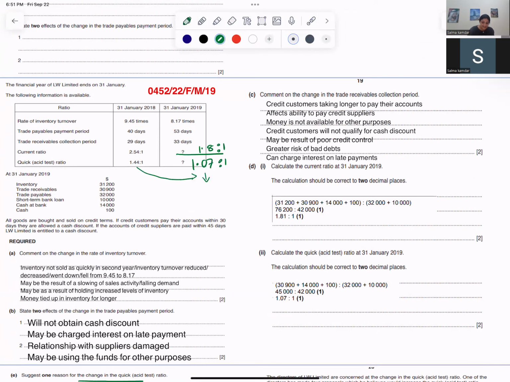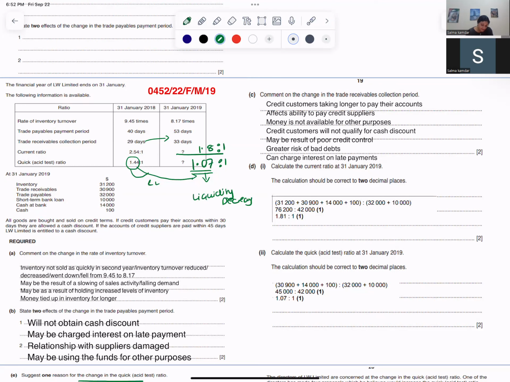First, my liquid assets was 1.44 times the current liability. Now my liquid assets is 1.07 times the current liability. That is, my liquidity is decreasing. What is the reason why the liquidity is decreasing? It may be because I am receiving late payments from my trade receivables. That is why my liquidity is decreasing.